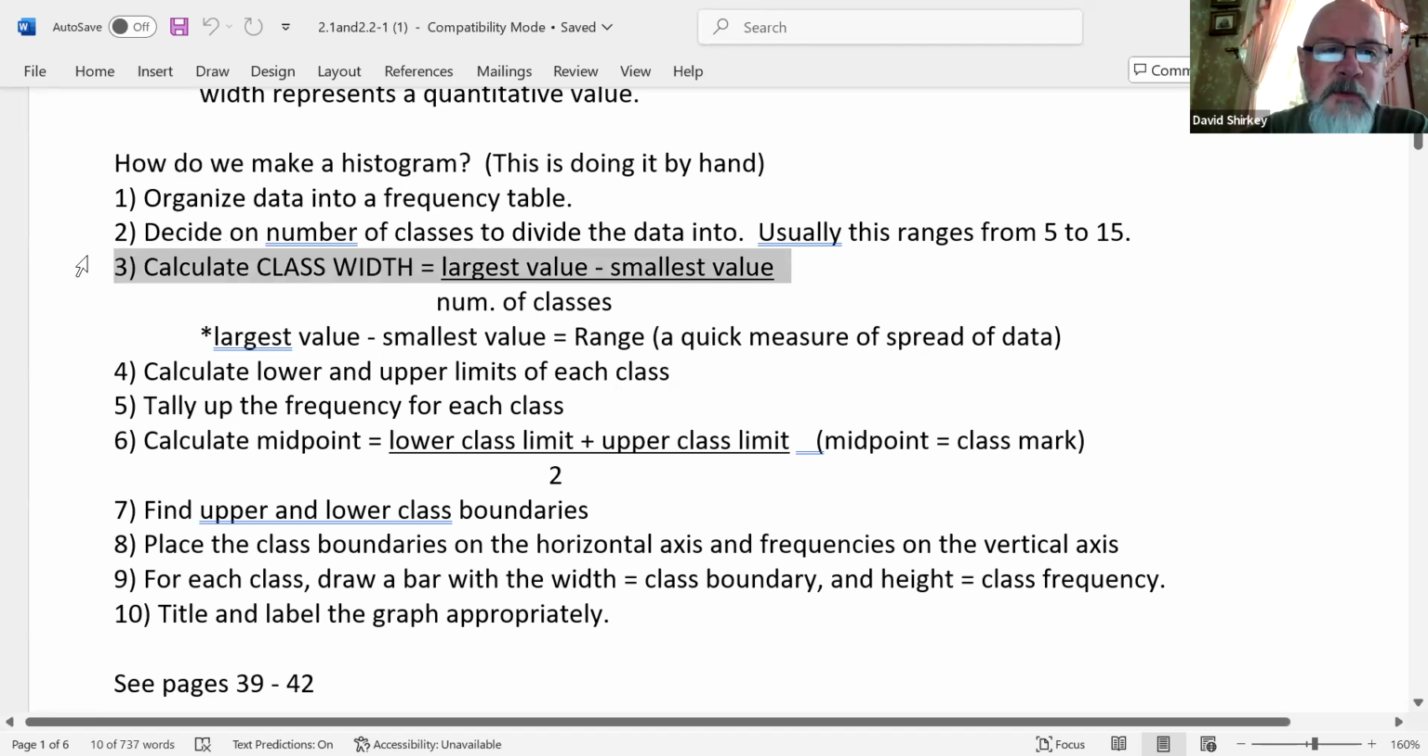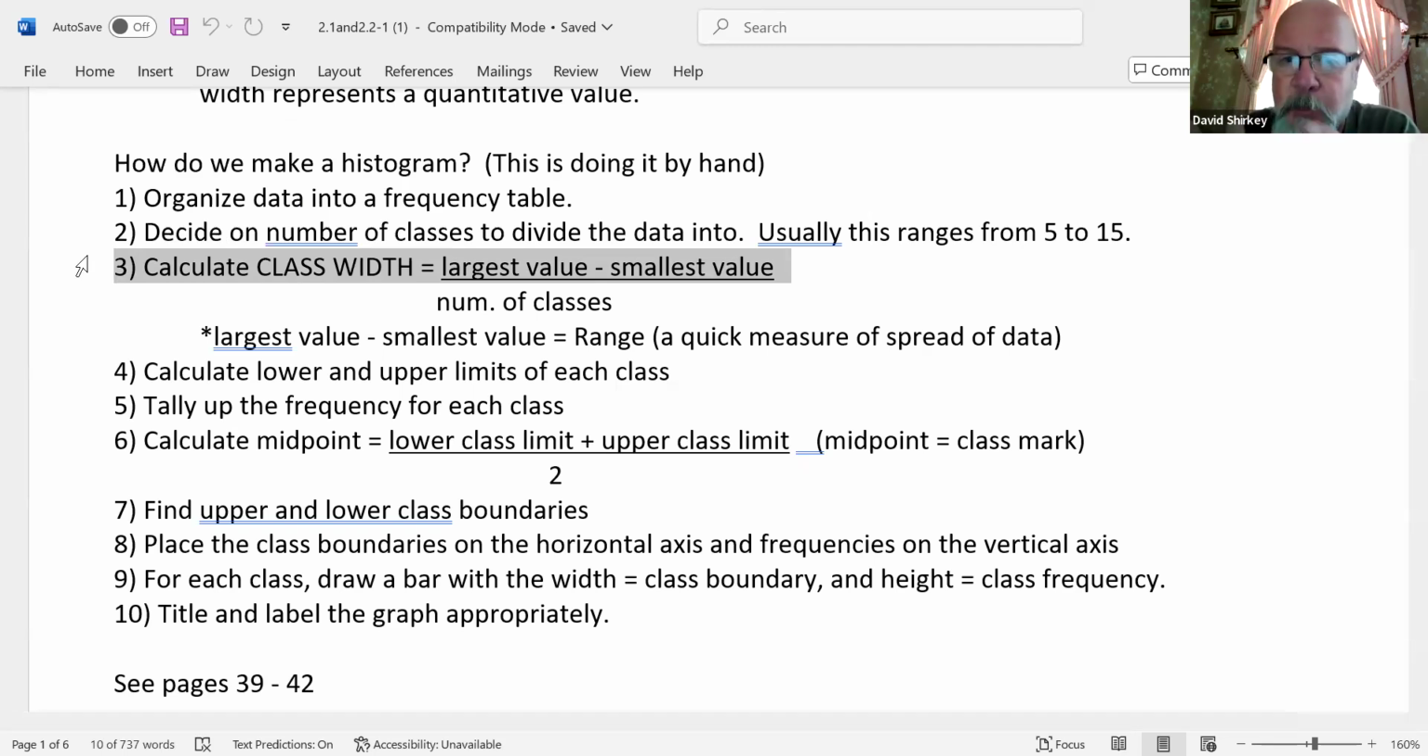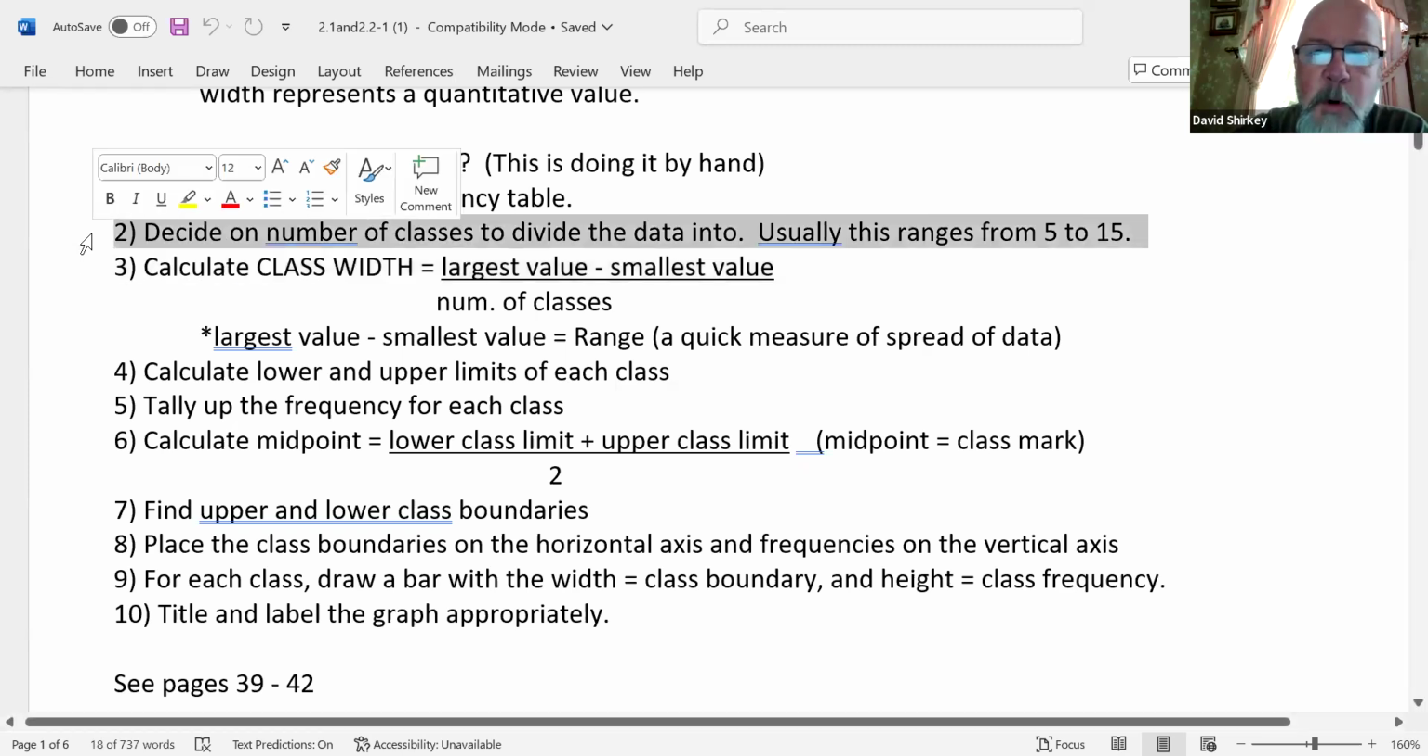What happens with the number of classes? Those are going to be the bars themselves. If you make it less than 5 and condense too much information into very few boxes or very few bars, you don't get a lot of information. Whereas if you do too many bars, they say that the range is from 5 to 15, but if you do too many, the data washes out, everything sort of evens out, and you can't really read what's going on very well.